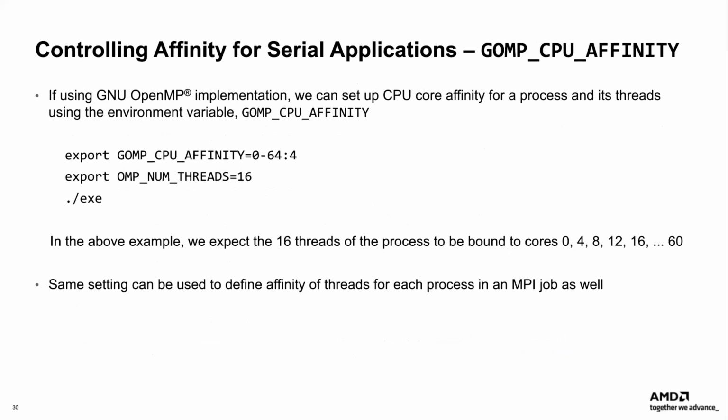And another very easy method, if you are using the GNU OpenMP implementation, is to use GOMP_CPU_AFFINITY to set up the affinity for the process and its threads. And here is an example of that. Here we are saying that we want to schedule all 16 threads of this process on cores 0, 4, 8, 12, and so on. And we can use GOMP_CPU_AFFINITY to set the affinity for MPI processes as well, but we just have to use a helper script to set up this affinity for each process individually before running the actual application. There's an example of this in the exercises that we will do.